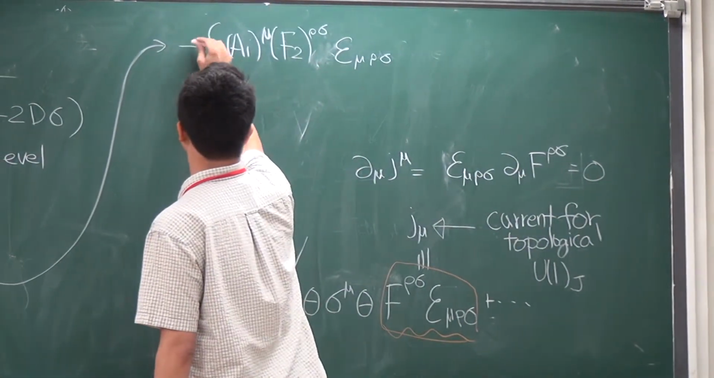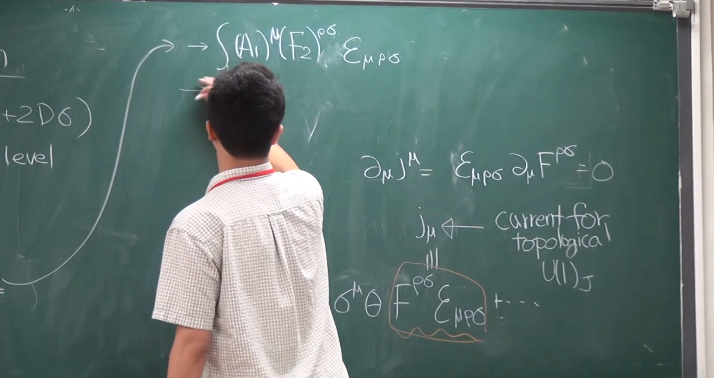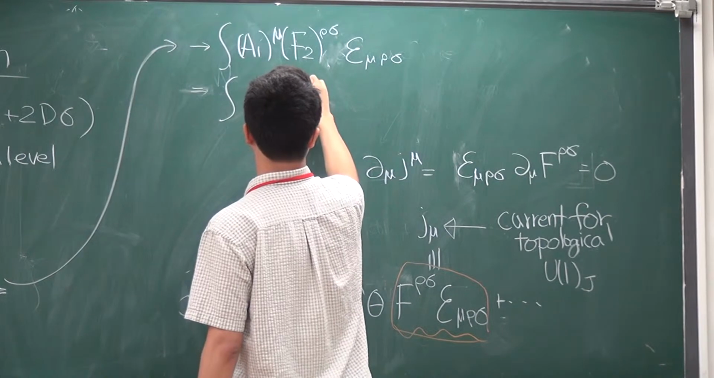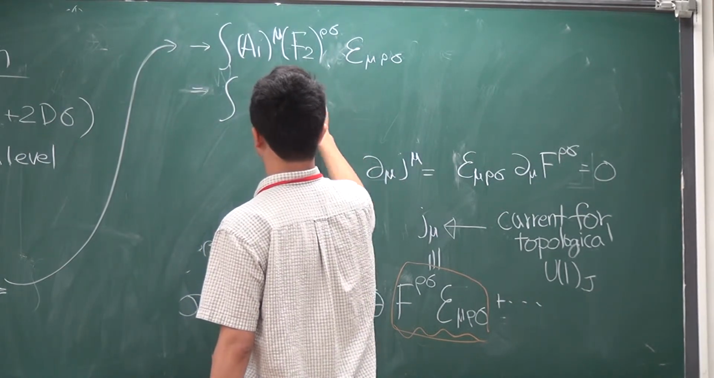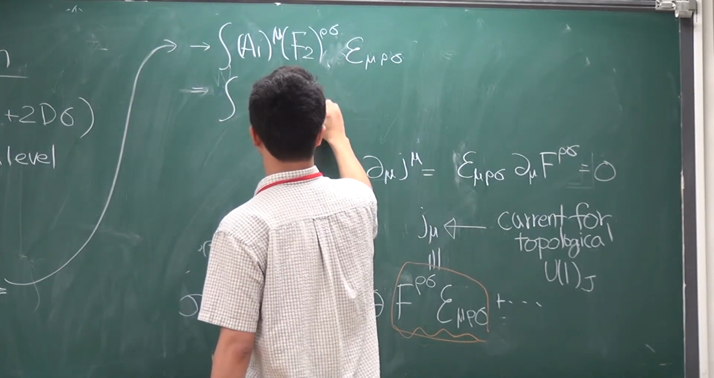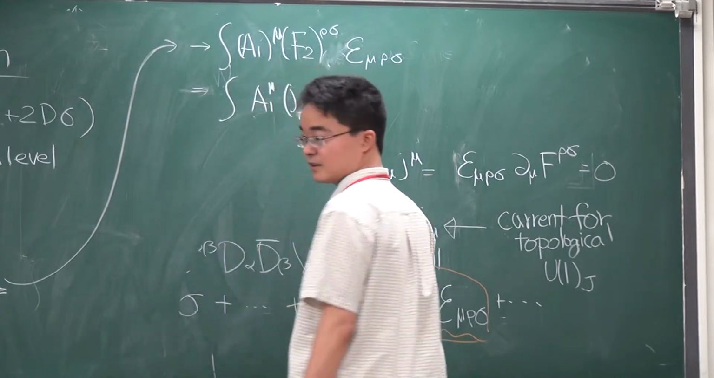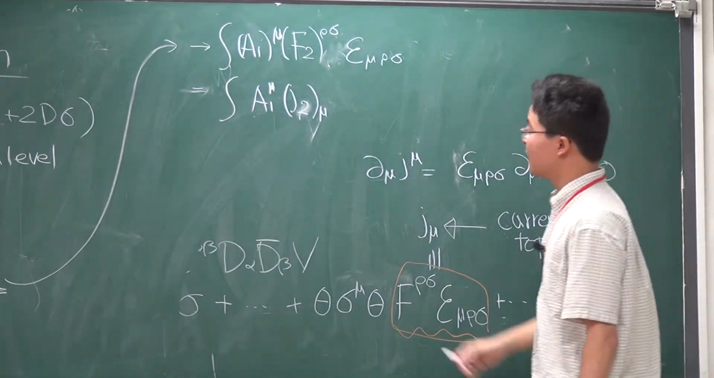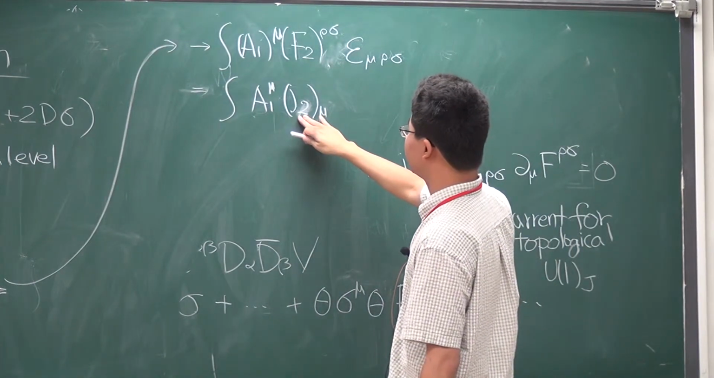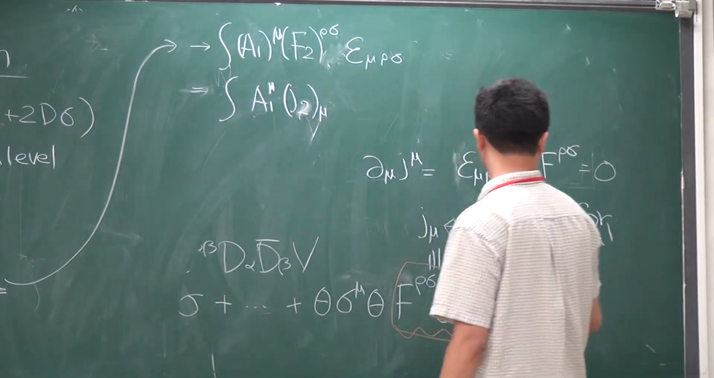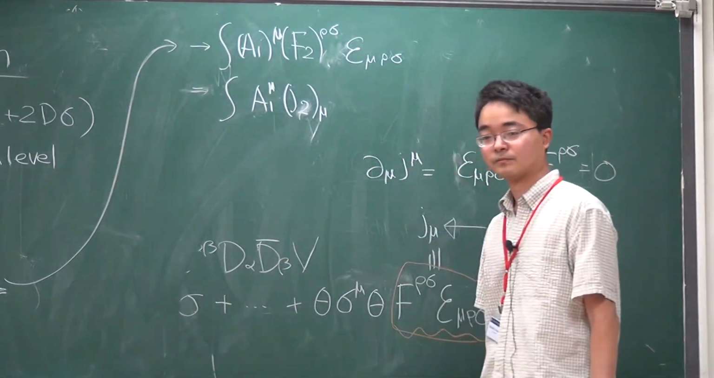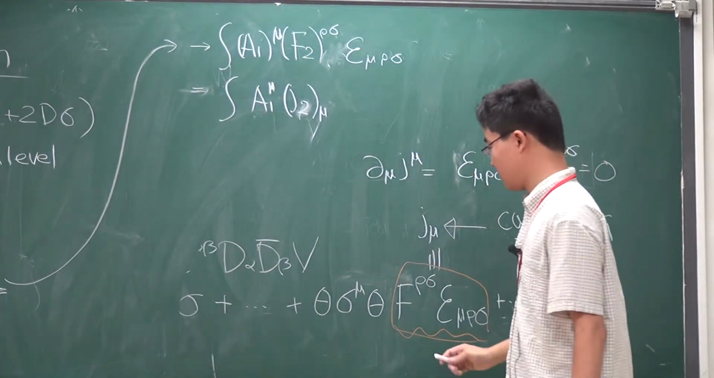So this is actually A1 mu J mu. Well, J for 2, so maybe I should write J. And this is the well-known coupling between this symmetry, I mean, in this case, this U1 topological J symmetry, and the dynamical activity. So this is the coupling.